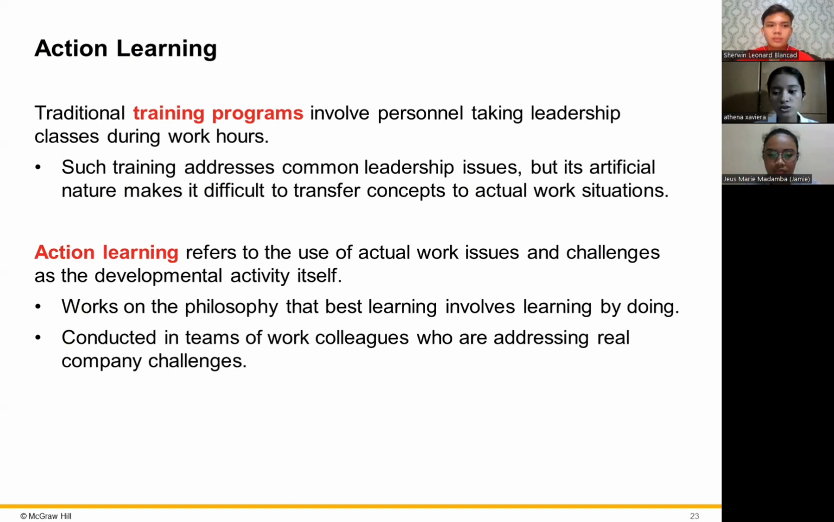These trainings discuss common leadership issues, but sometimes it would be difficult for these concepts to be put into actual work situations. Programs that would teach and train students or personnel how to obtain or apply great leadership into actual work situations. Action learning makes use of actual work matters and challenges as part of the developmental activity.